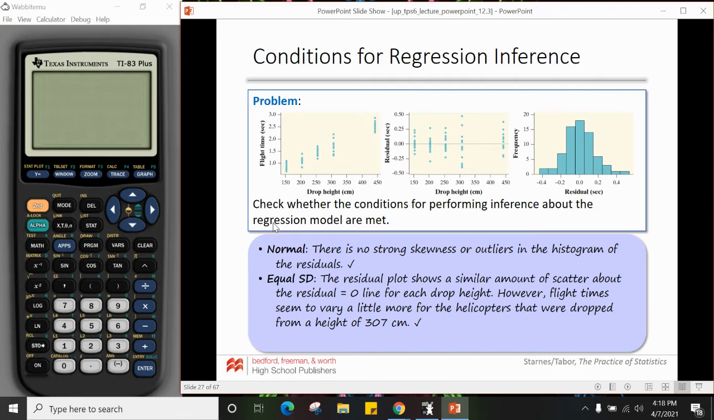But flight times seem to vary a little more for the helicopters that were dropped from a height of 307, which is kind of true, but I think overall it's not too bad. And don't stress out too much about these conditions. If it's pretty close, just continue on and state that it is. Don't say like, oh, it's about this or it's close to this. If it's close, just make your decision and go with it.